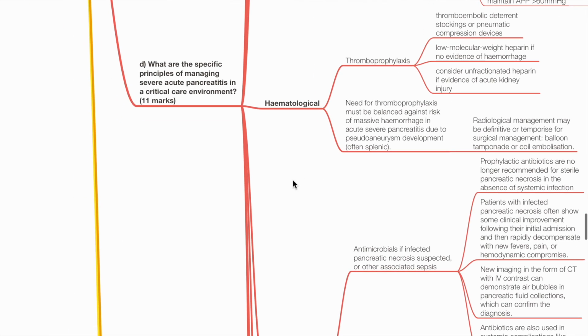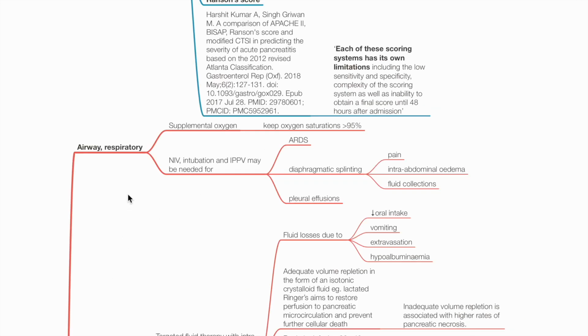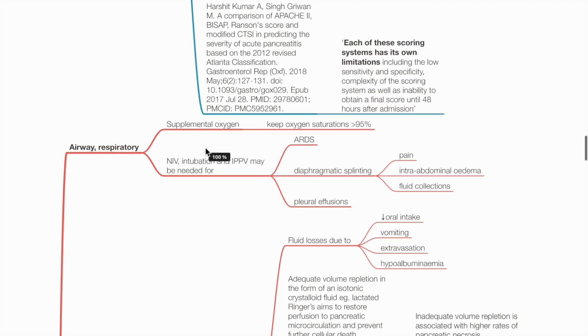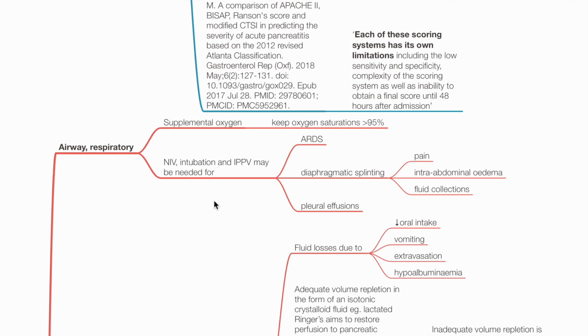D. What are the specific principles of managing severe acute pancreatitis in a critical care environment? Airway and respiratory: provide supplemental oxygen and keep oxygen saturations above 95%. NIV, intubation, and positive pressure ventilation may be needed for ARDS, diaphragmatic splinting due to pain, intra-abdominal edema or fluid collections, and pleural effusion.